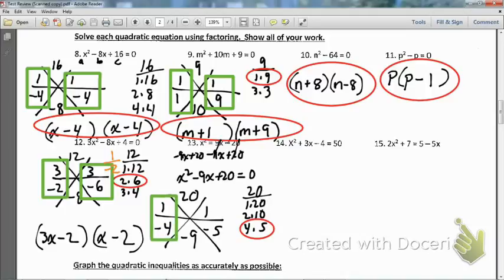Check to see if those sideboards simplify. They do not. So I'm going to set up my parentheses. X minus 4 and X minus 5.